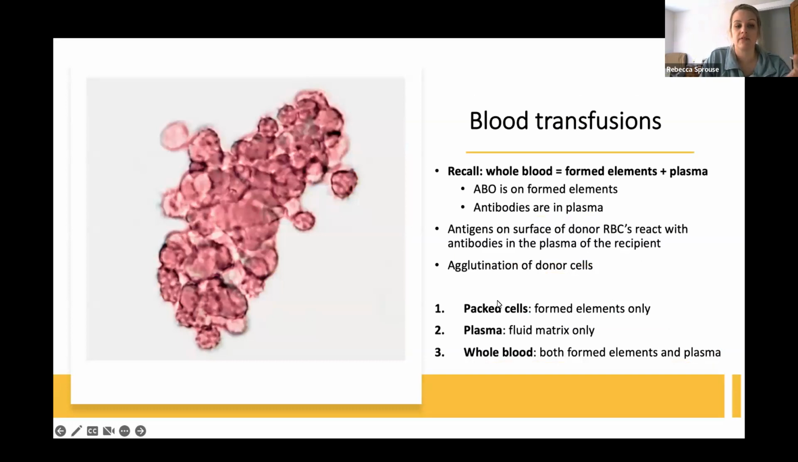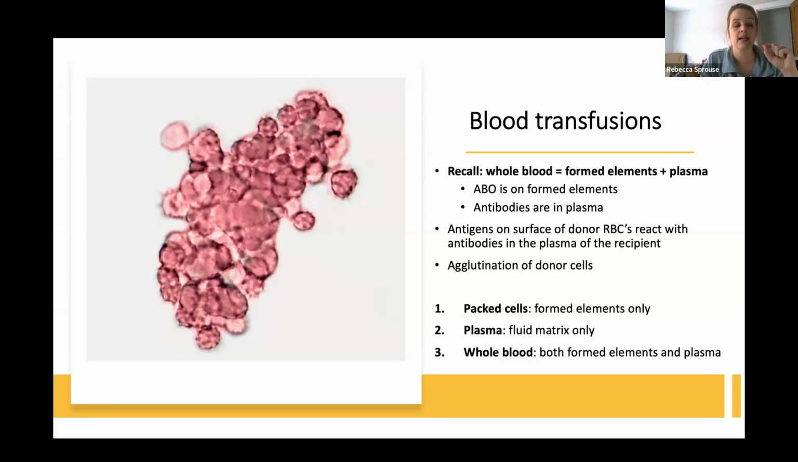But there are different types of transfusions. Before I get to that, what we need to worry about are those antigens on the surface of the red blood cell of the donor, whoever's donating their blood, reacting with the antibodies that the recipient has. If the recipient has antibodies that don't like type A blood, we can't give that person red blood cells with A antigen on it, because that antigen and those antibodies are not going to get along. Okay, so keep that in mind.